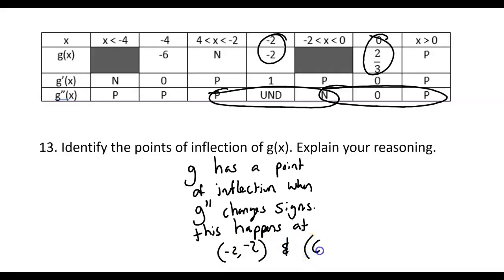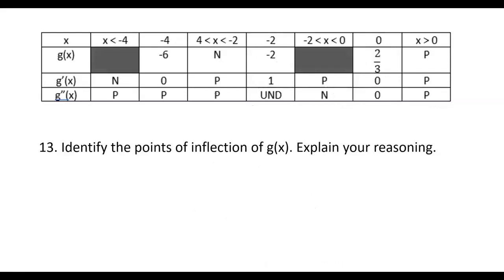And my x value is 0, my y value is 2/3. Now, you'll notice that on most of these questions, I've been putting "at x equals." I could have said the same thing here. I could have said at x equals -2 and x equals 0. It's fine. Or you can just write them as points. That's fine as well. It doesn't really matter, but there you guys have it.